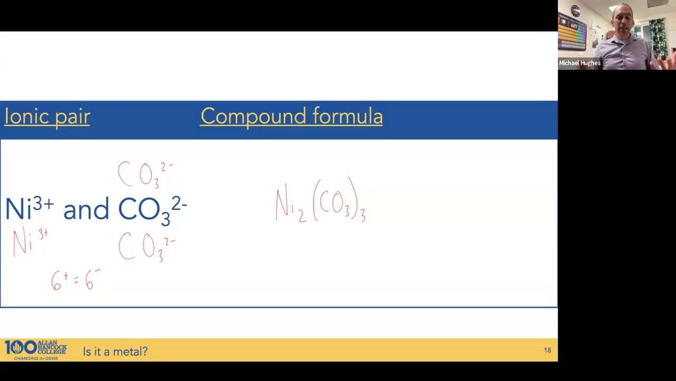All right, well, that's the end of our balancing charges. So hopefully you got an idea of what it means to balance the number of ions so that the charges sum to 0. Thank you so much for your attention.